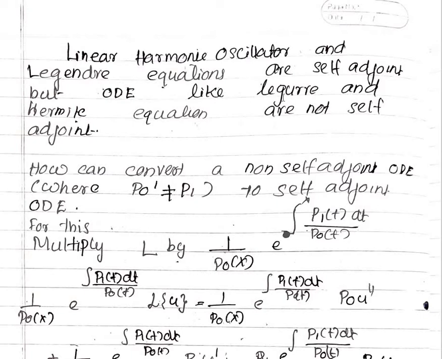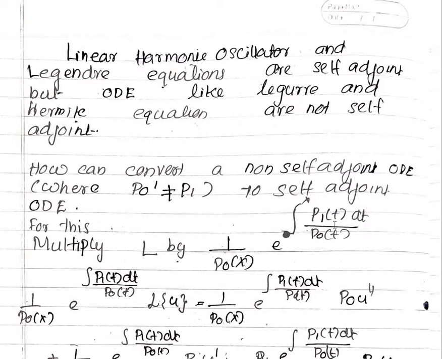But ordinary differential equations like Legendre equations and Hermite equations are not self-adjoint. So how can we convert a non-self-adjoint equation, where P0 dash of x is not equal to P1 of x, into a self-adjoint form? This can be done by multiplying L by 1 by P0 of x times e raised to the integral, with limits from 0 to x, of P1 of t dt divided by P0 of t. Okay.